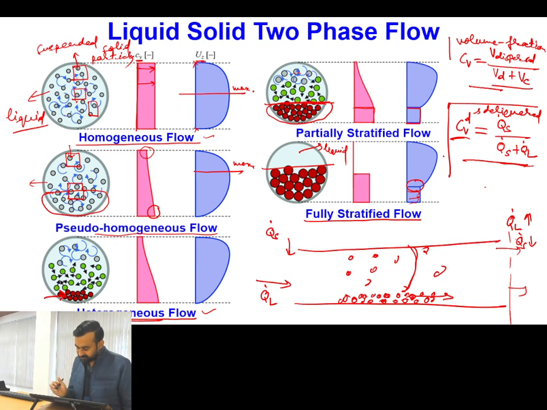The only difference that can come is that in case of partially stratified flow, the size of this uniform velocity region at the center will be less. On the contrary, in case of fully stratified flow, depending upon the level up to which these particles are settled, this uniform velocity portion can actually increase. Okay.